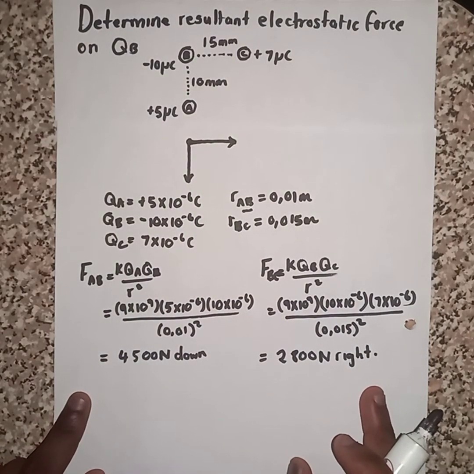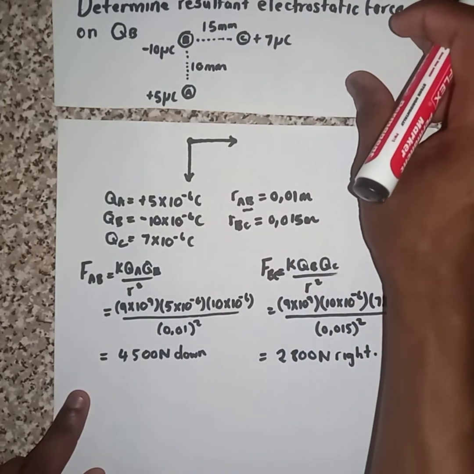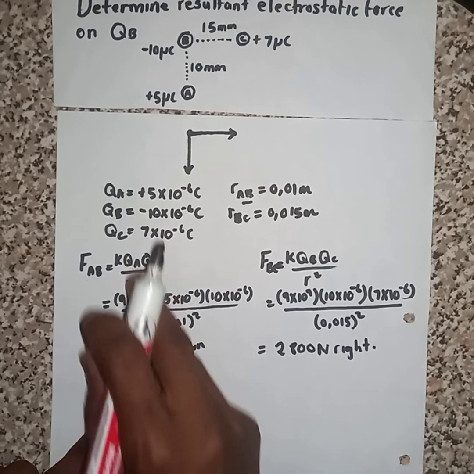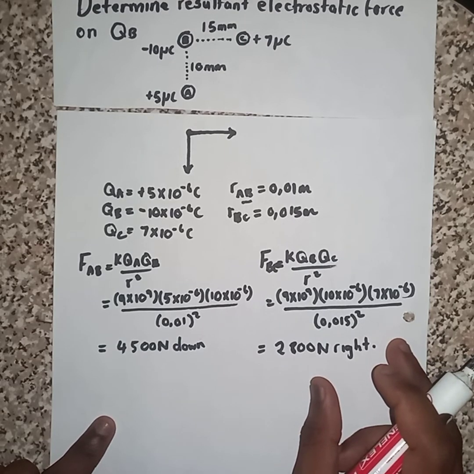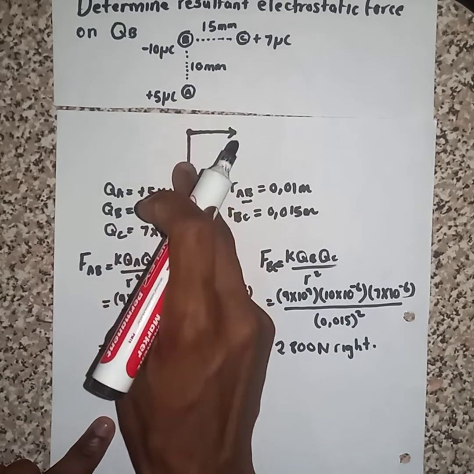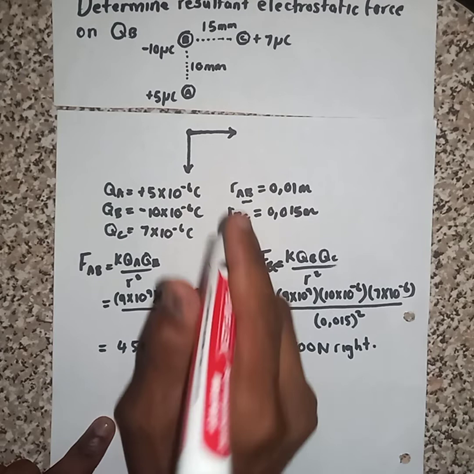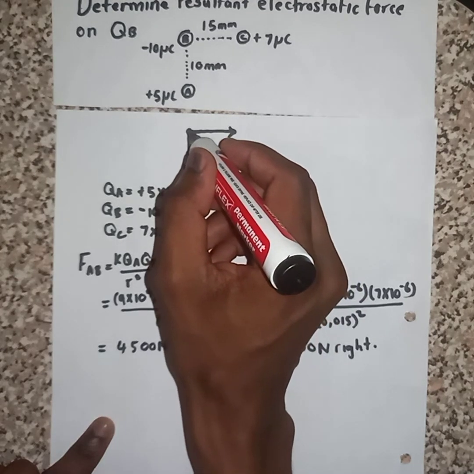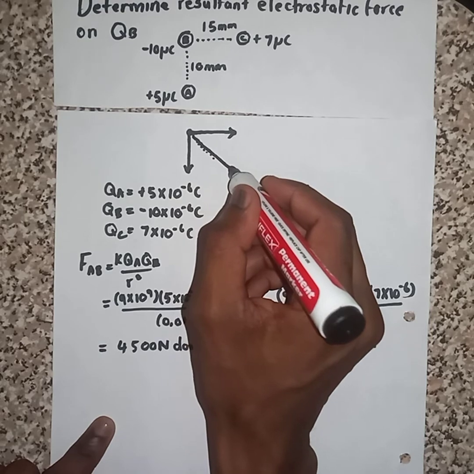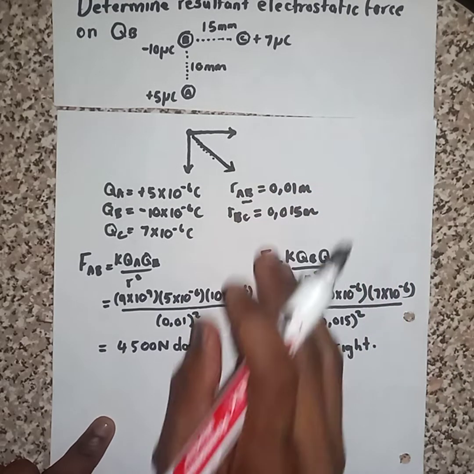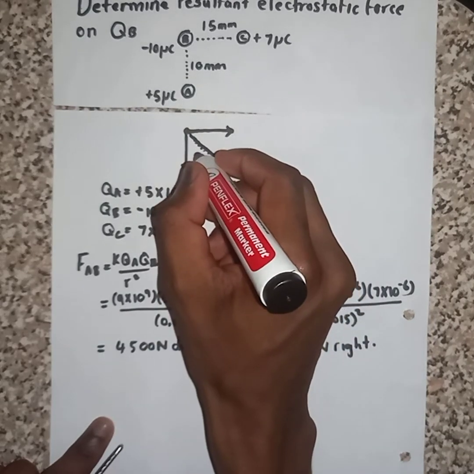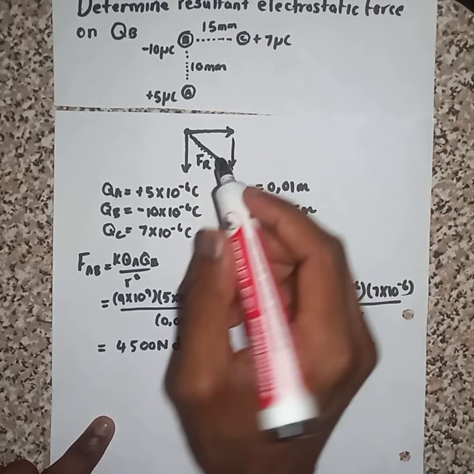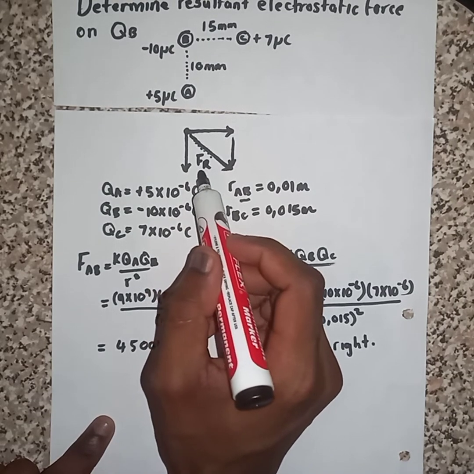For us to determine the net or the resultant of electrostatic force between these two, we are going to use a different method. We can clearly see that these two lines are perpendicular. At this point, we are going to construct a line like this, which is going to be our resultant force FR. This one is going to be our F net, which is FR in this case.